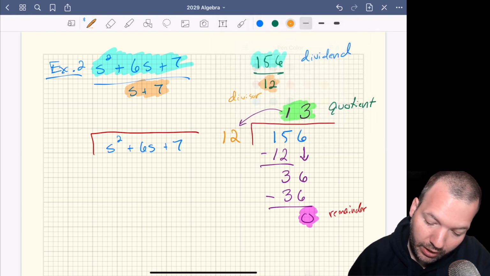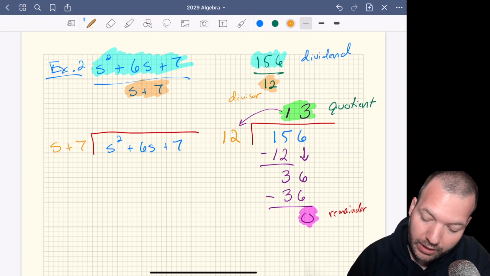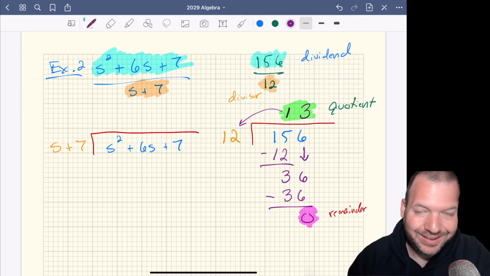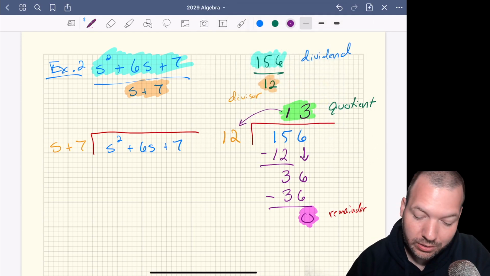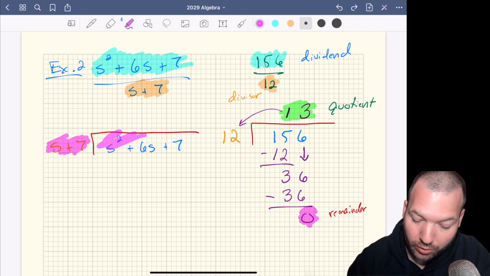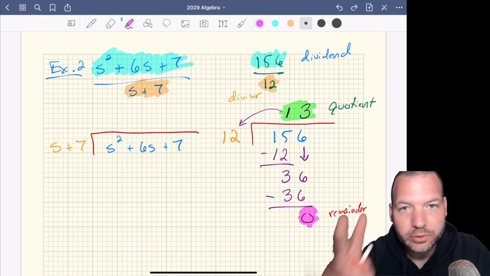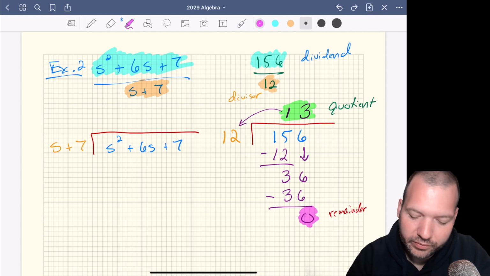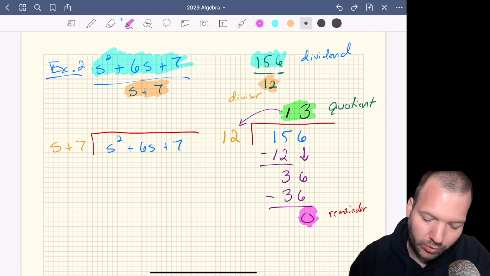Divisor, s plus 7 goes outside the house. And then we start this process, right? Now, we can't ask the question, how many times does s plus 7 go into s squared plus 6s, or maybe just s squared, or maybe the whole thing at once. We don't really know right now. Because they're polynomials, they're not numbers. They don't go into something some number of times. So we have to ask a different question.